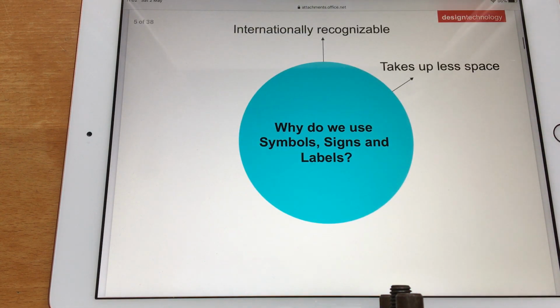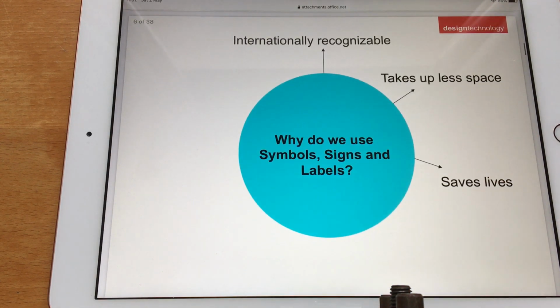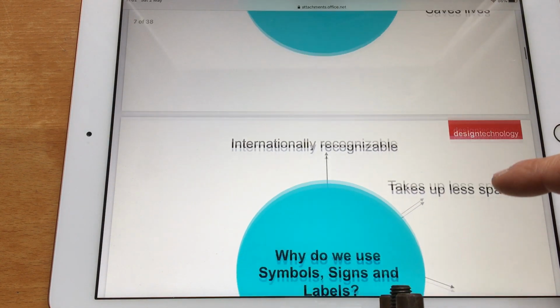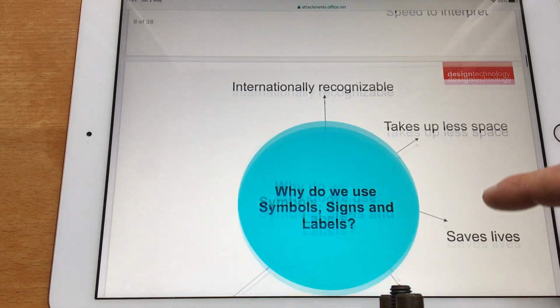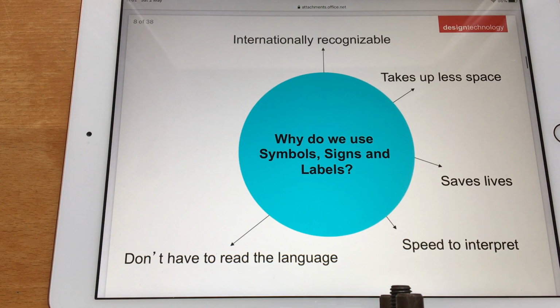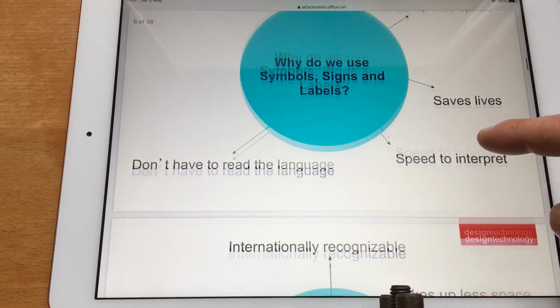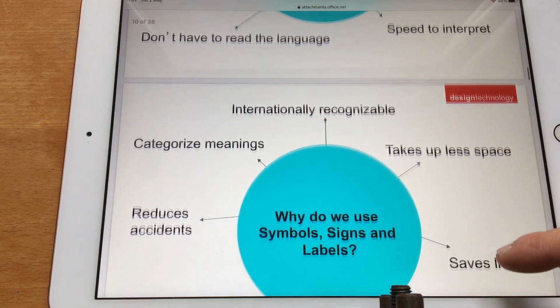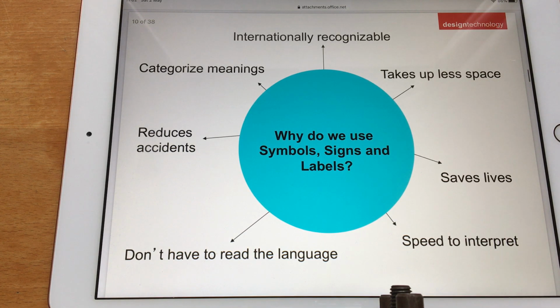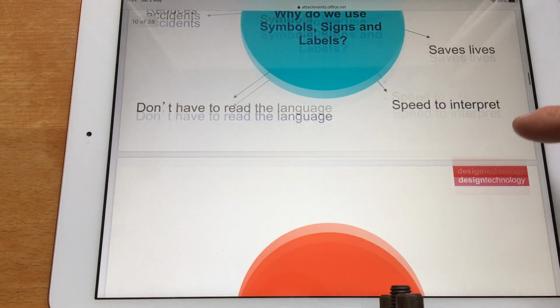We use them because they take up less space than lots of words. We also use them to save lives. We also use them to speed up interpretation, so we might use them on roads when we're traveling at speed. We might use them as well if we can't read the language. We can then use them to reduce accidents. And then finally, we use them to categorize meanings as well. So by looking at different signs and symbols in different colors and shapes, we know what those meanings might be.